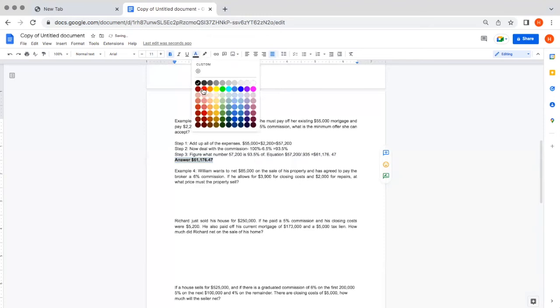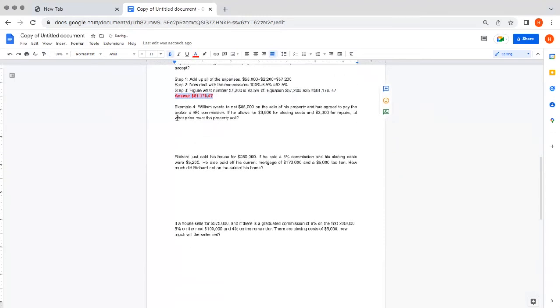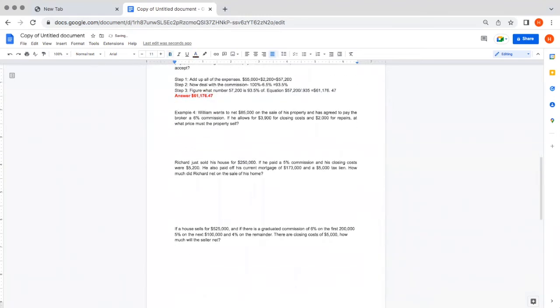We're gonna vote that and turn it red. Now I know you guys haven't done this one, so these are going to be 3 new ones. William wants to net $85,000 on the sale of his property and has agreed to pay the broker 6% commission. He allows for $3,900 in closing costs and $2,000 in repairs. At what price must he sell the property?